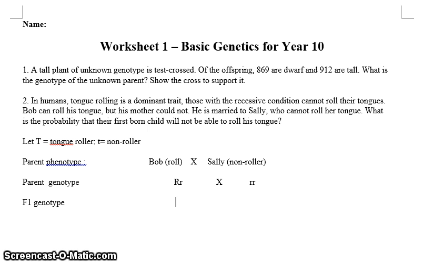They could either inherit the big R from Bob and the little r from Sally, or they could get the little r from Bob and the little r from Sally, which means that the F1 phenotype is therefore going to be 50% roller, 50% non-roller. So looking back at the question, what is the probability the firstborn child will not be able to roll his tongue? The answer is 50%.